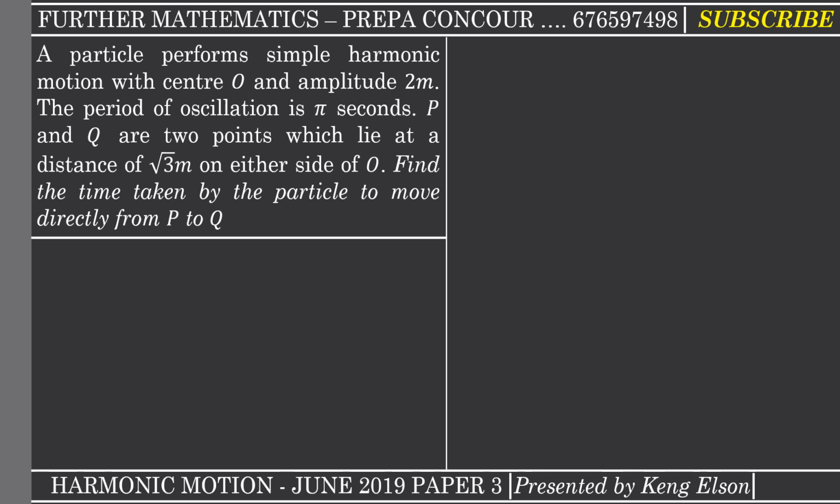Okay, here is the second part of the question, and it reads: a particle performs simple harmonic motion with center O and amplitude 2 meters. The period of oscillation is pi seconds. P and Q are 2 points which lie at a distance of root 3 on either side of O. Find the time taken by the particle to move directly from P to Q.